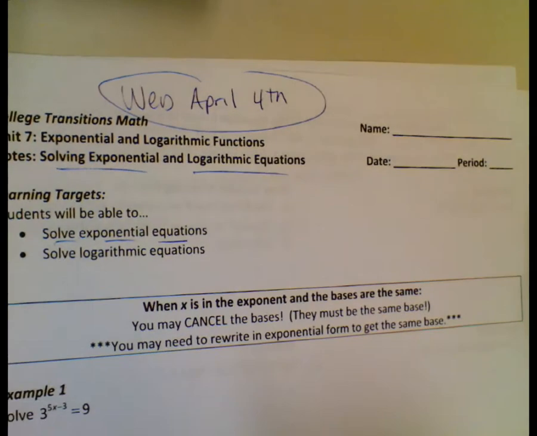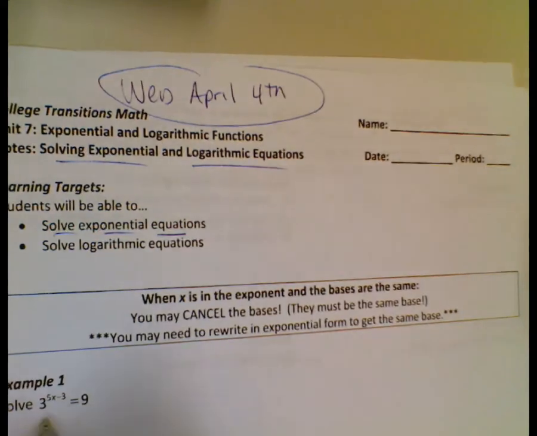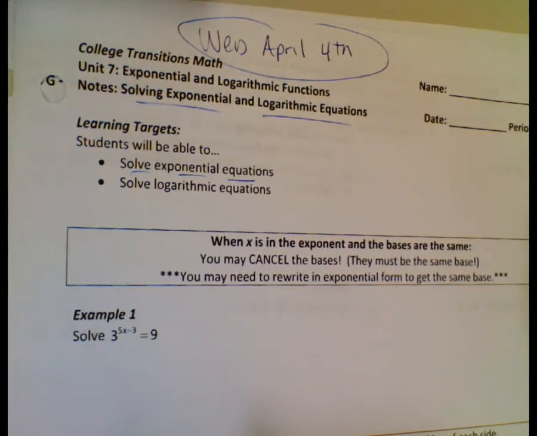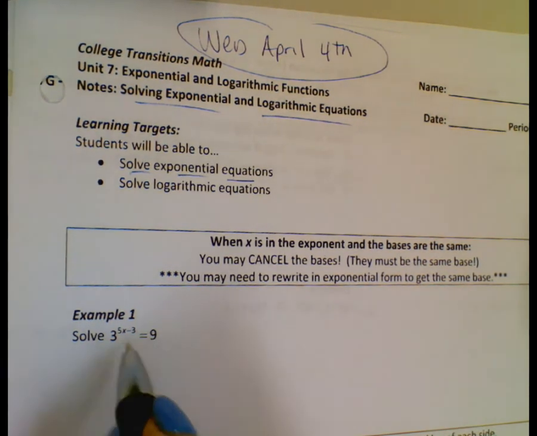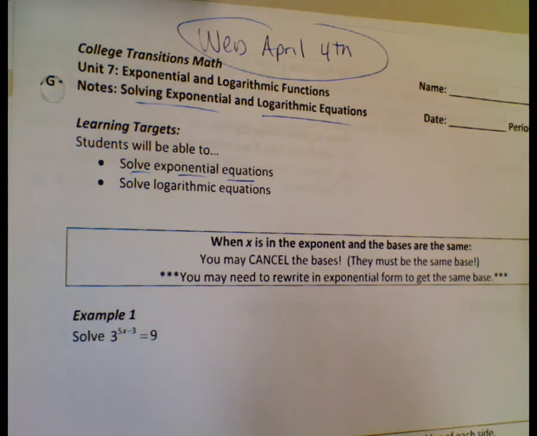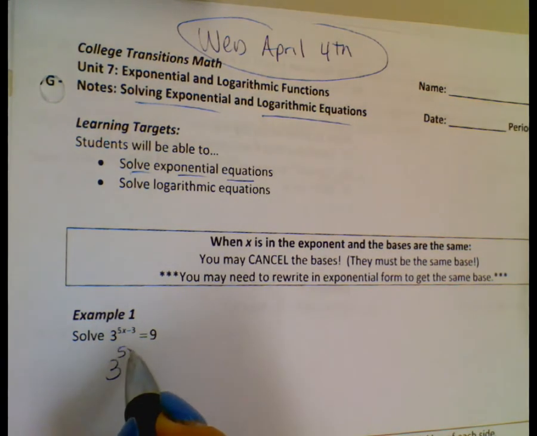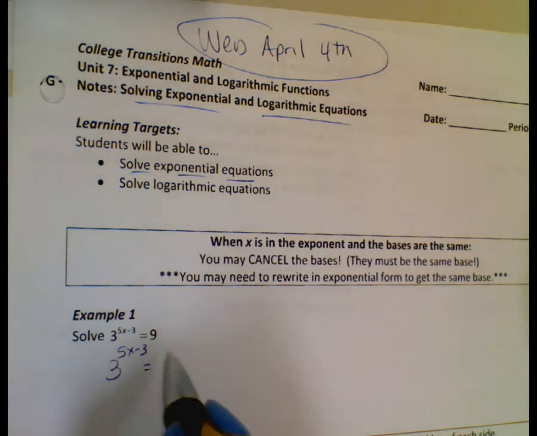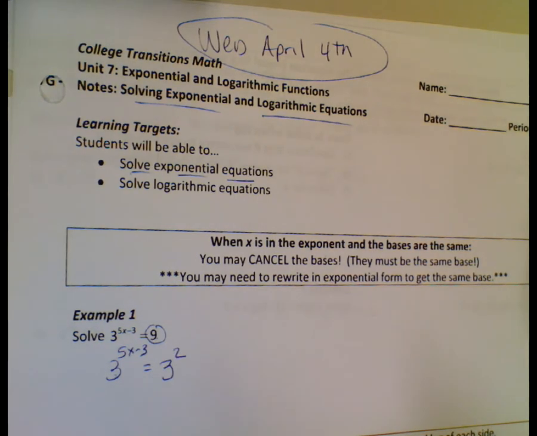Okay? So in this problem, 9 and 3 are not the same base. But we practiced, like, 2 weeks ago because we had spring break last week, how to change a 9 to a 3. So look at the cardboard on the board. So we have this 3 to the 5x minus 3, right? That doesn't change. 3 is fine. The 9 is too big. So we're going to change 9 to 3 squared, because that's what 9 is, 3 squared.